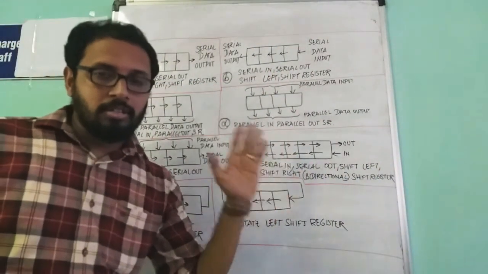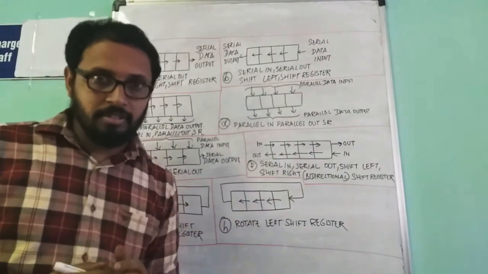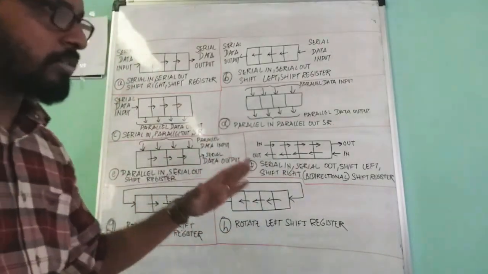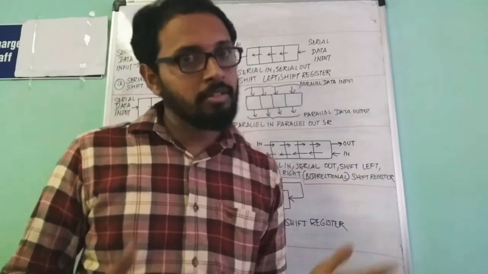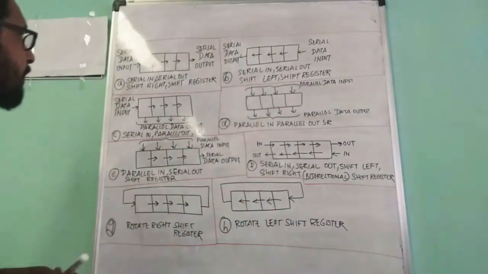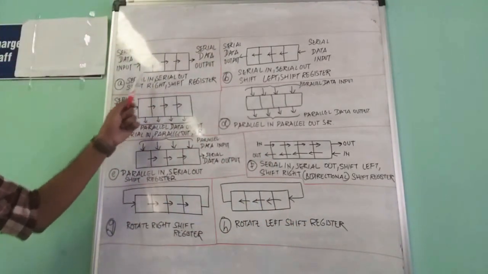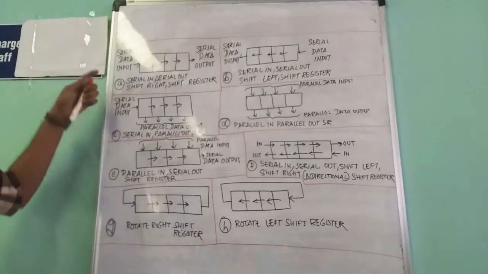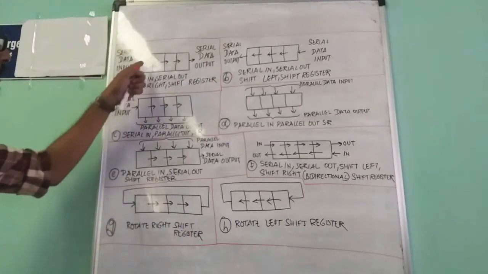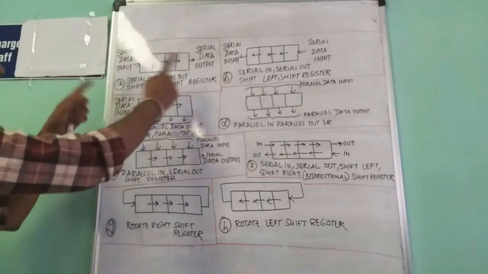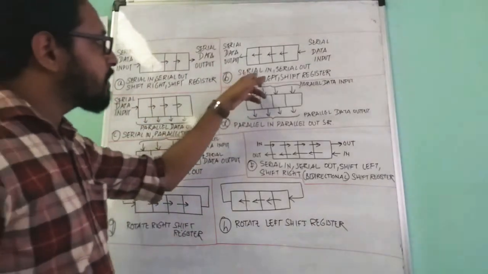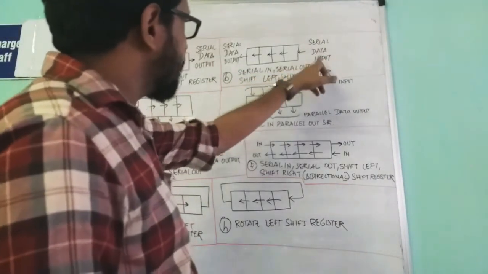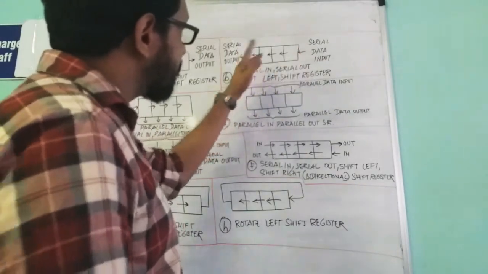This is how data transmission takes place in shift registers. Usually no questions are asked from this part. If a question is asked, we can definitely go for it. This is the serial in, serial out, shift right shift register: serial input data and serial output data. Then serial in, serial out, shift left shift register.